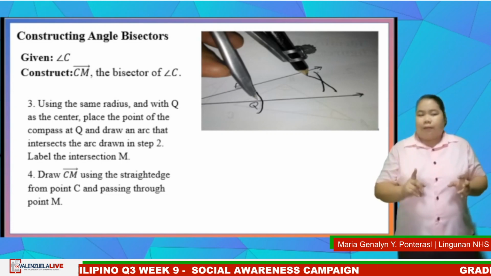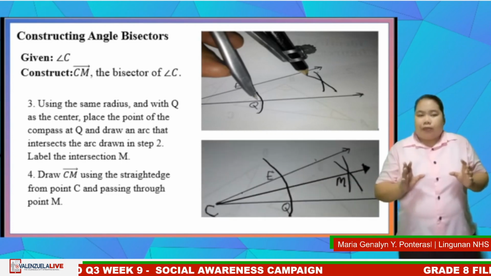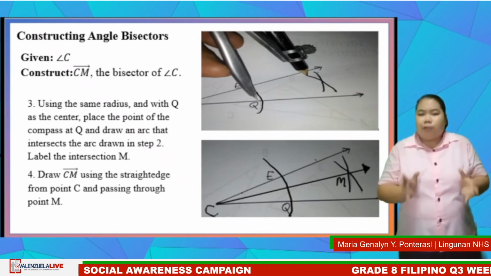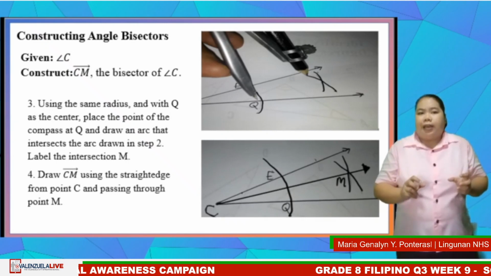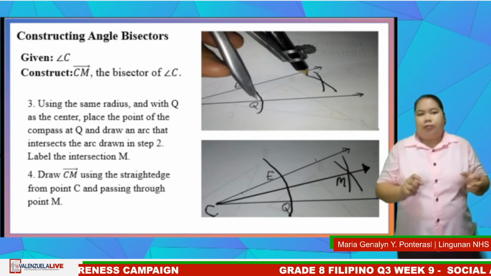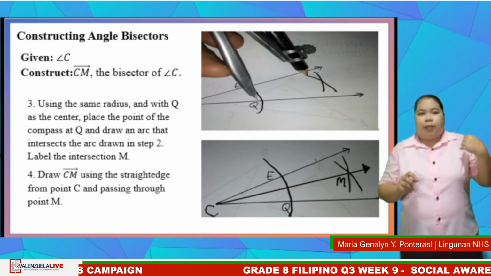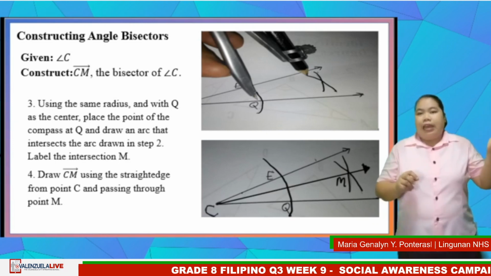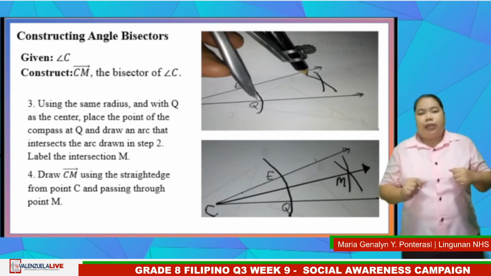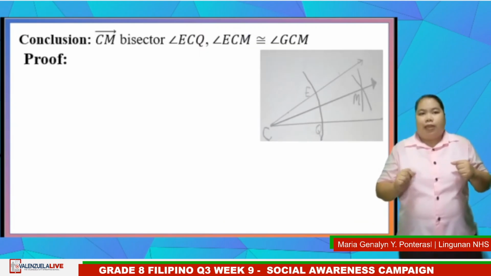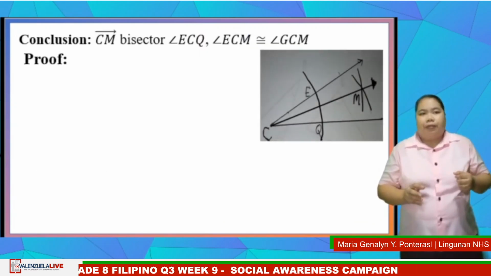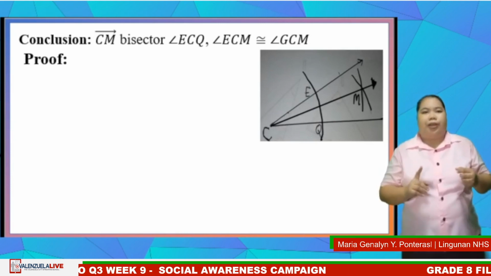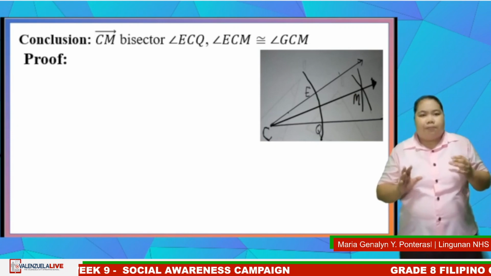Okay, the last one, draw ray CM using the straightedge or ruler from point C and passing through the point M. So that would be the angle bisector, just like in our figure. Now, in our conclusion, ray CM bisects angle ECQ and angle ECM is congruent to angle QCM. So we have here our proof.